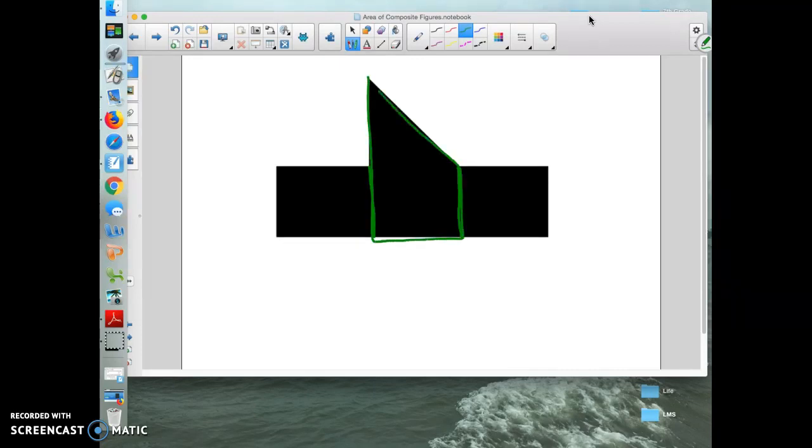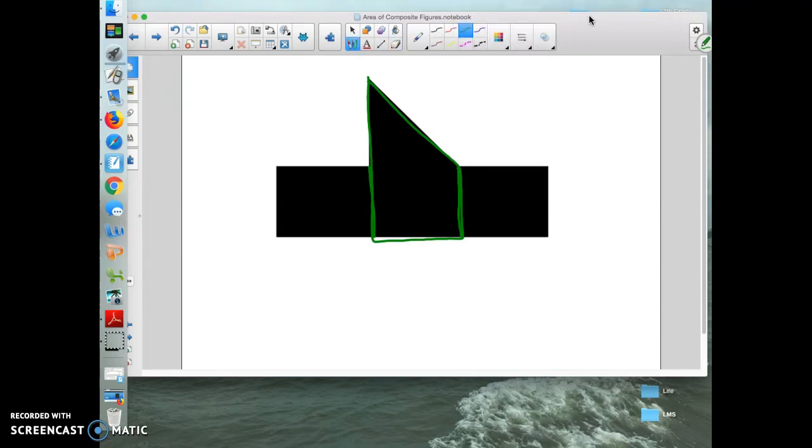So if I was to draw this up and down, it would look like that. A trapezoid has 2 sides that are parallel and then 2 that are not. It's almost like a triangle that the top's been cut off of it. So we have a trapezoid and we have 2 rectangles.